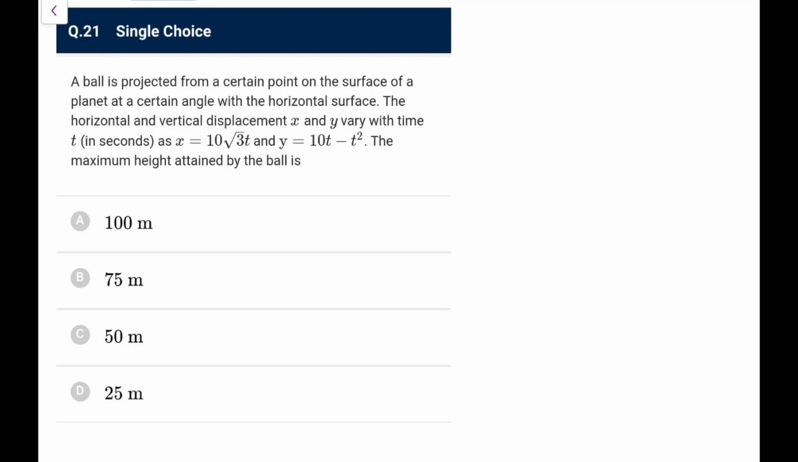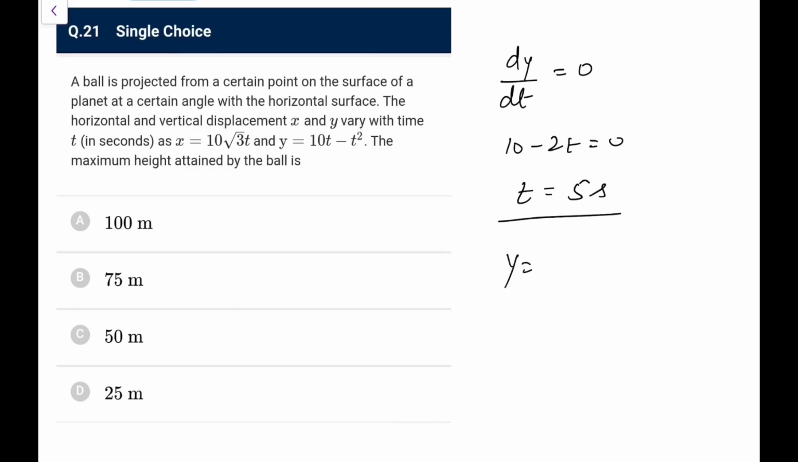So for the maximum height, y would be maximum when dy by dt will be 0. dy by dt will be 0, that means 10 minus 2t is equal to 0, so t is equal to 5 seconds. So t is equal to 5 seconds, so y would be 50 minus 25, so it is going to be 25 meter. That is going to be the maximum height. Go for option D here.